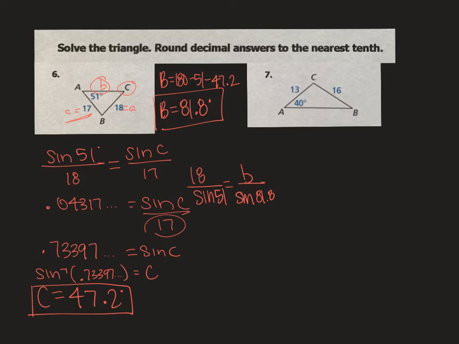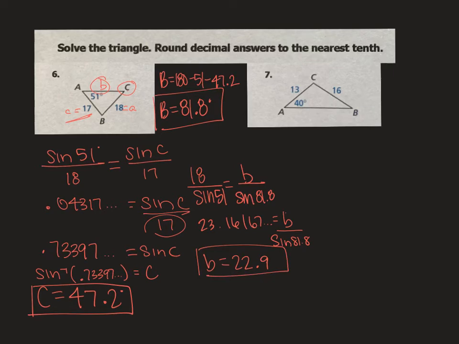So in my calculator, I'm going to do 18 divided by the sine of 51, which is 23.16167, and so on. And then to get side B by itself, I'm just going to multiply by the sine of 81.8, which gives me 22.9 to the nearest tenth.